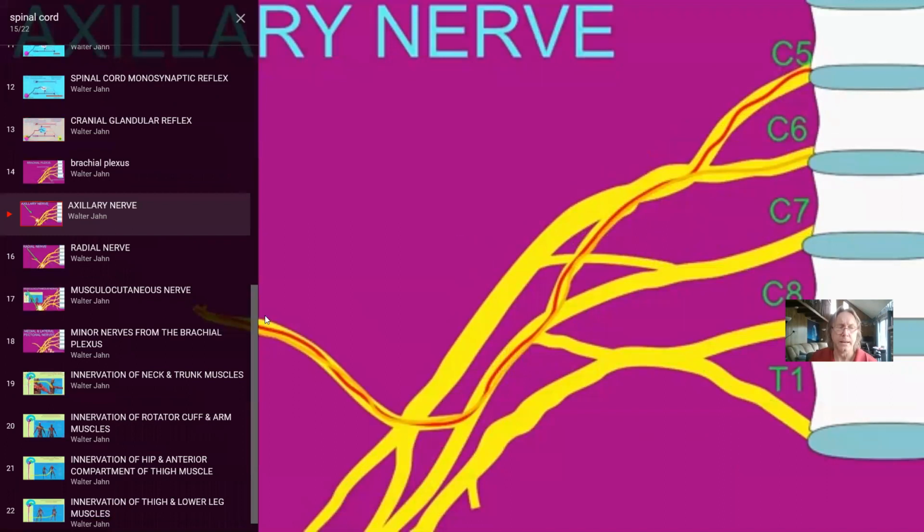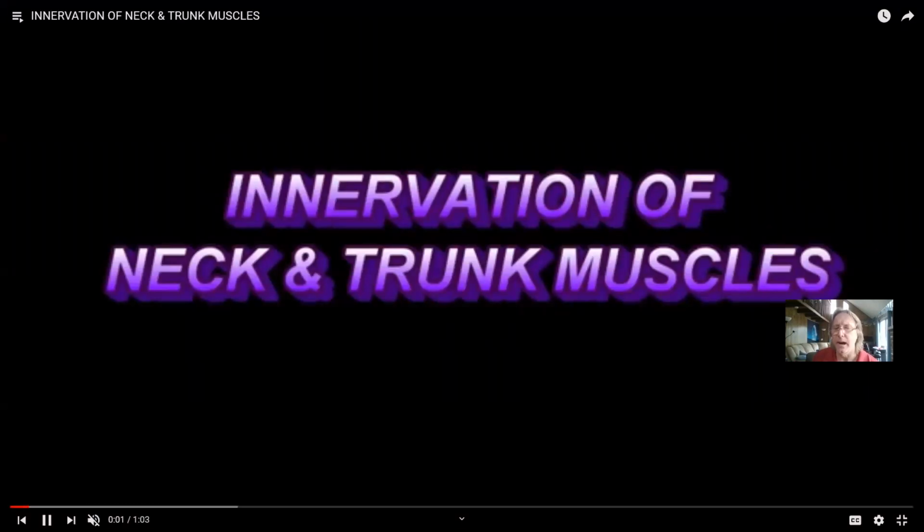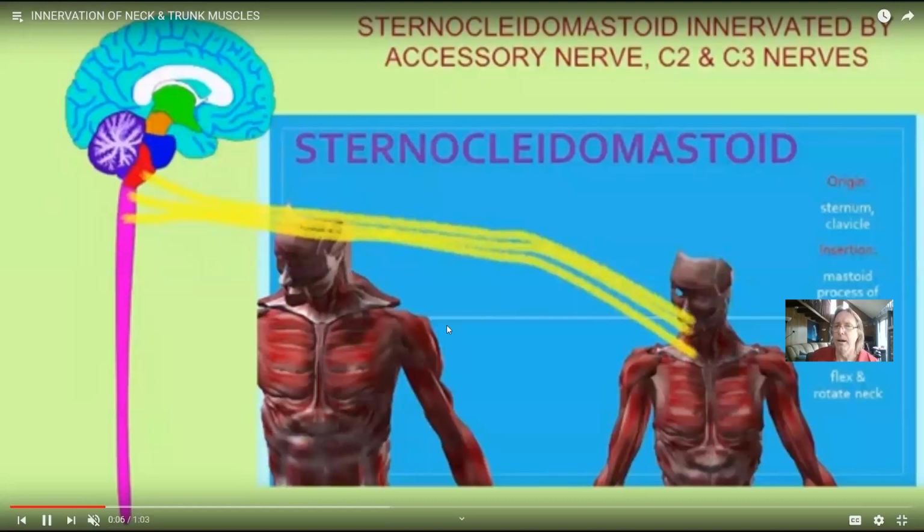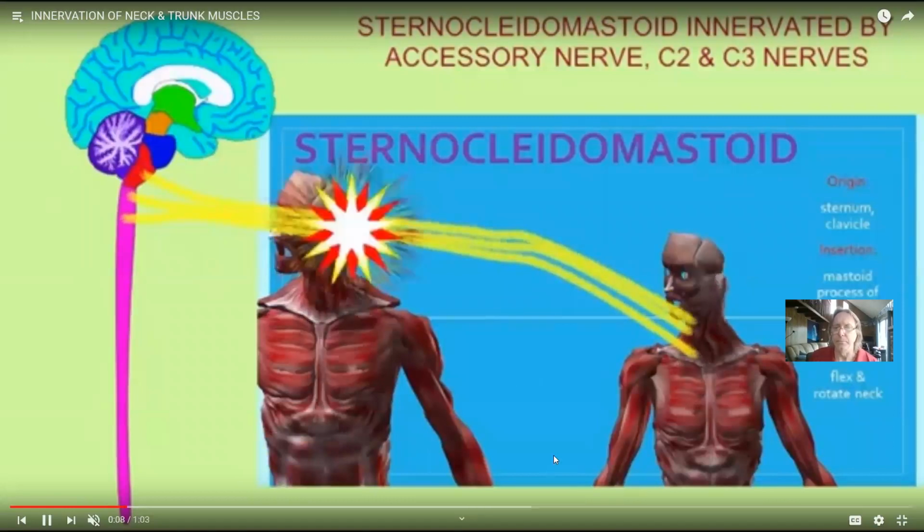So if you were going to memorize the innervation of these muscles, like the radial nerve will innervate the triceps brachii, for example, the musculocutaneous would innervate the biceps brachii, you would then be memorizing the names of what comes out of the plexuses.